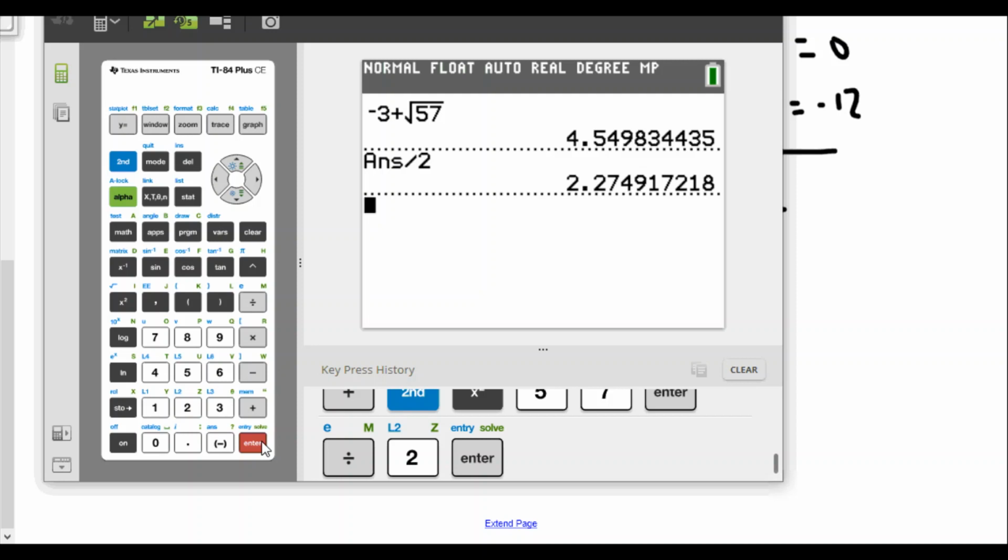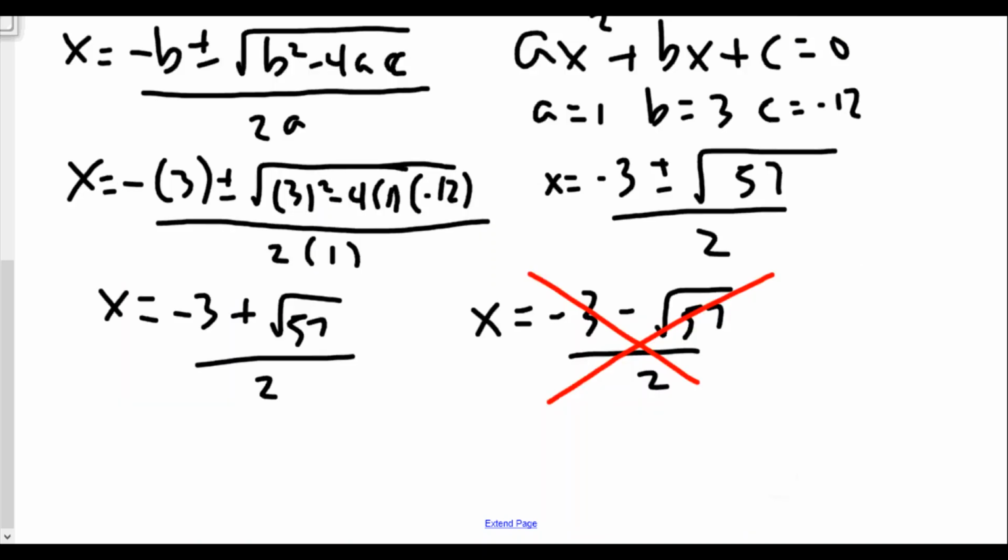Again, why do I do this in two steps? Because if I sometimes type the whole thing in, I might accidentally divide only the square root of 57 by 2 and not negative 3. And so here, we're going to get an answer of 2.27. So x equals 2.27. And so that's what we're looking for, I believe.